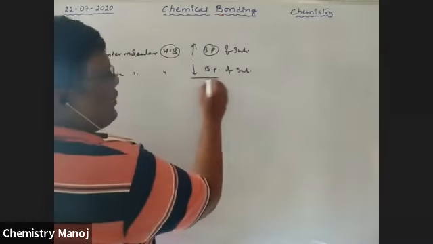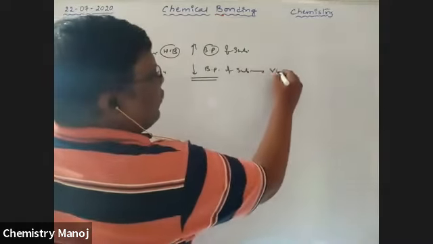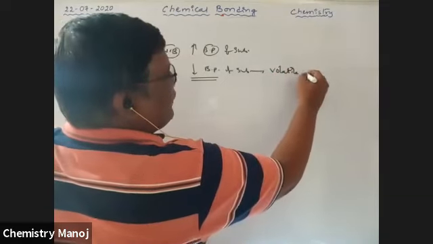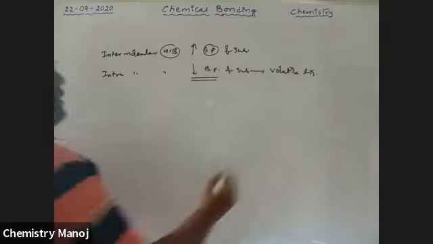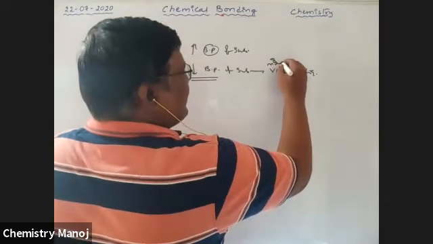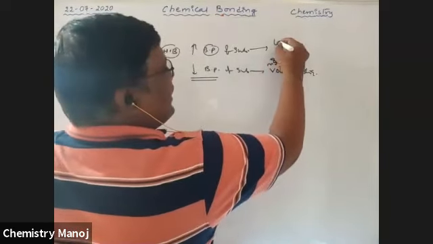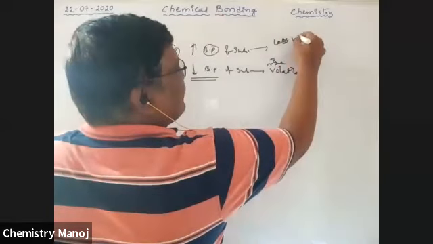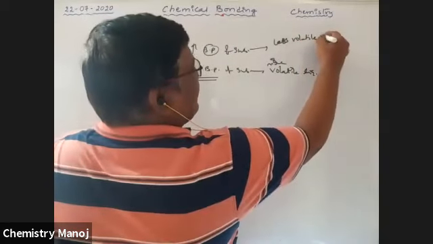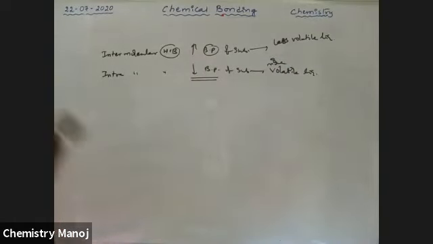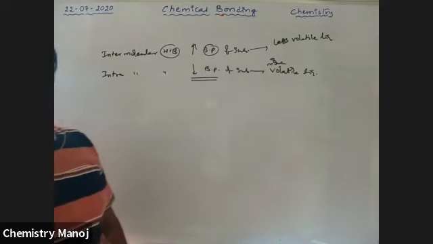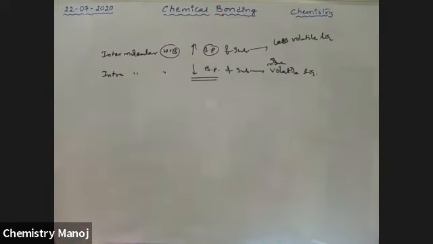Those liquids having lower boiling points are volatile liquids, so that is a more volatile liquid, but these are less volatile liquids. Volatility means easy to vaporize. More volatile means easier to vaporize. So petrol is more volatile than water.